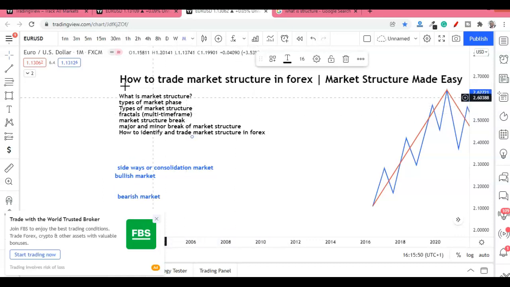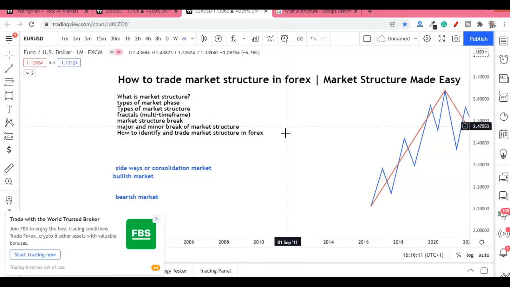What we are going to cover in this video session is simply what is market structure, types of market structure, types of market phase, fractals in the market structure, break, major and minor break of structure, and how to identify and trade market structure in forex.